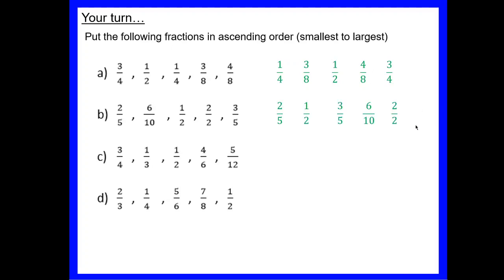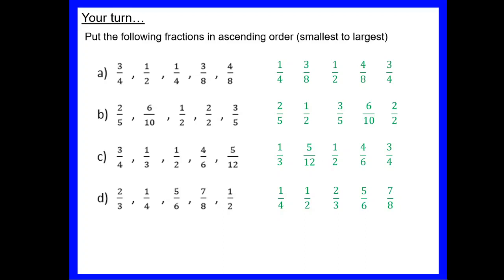Our second set then. We've got 2/5, a half, 3/5, 6/10, and 2 out of 2. So remember, 2 out of 2 means 1 whole. If your numerator and your denominator are identical, then that's the same as 1 whole. For C then, we've got 1 out of 3, 5 out of 12, a half, 4 out of 6, and 3 out of 4. And finally for D, we've got a quarter, 1 out of 4, a half, 2/3, 5/6, and 7/8.